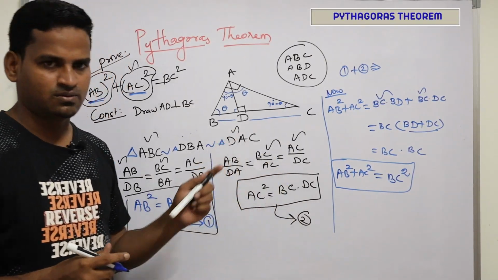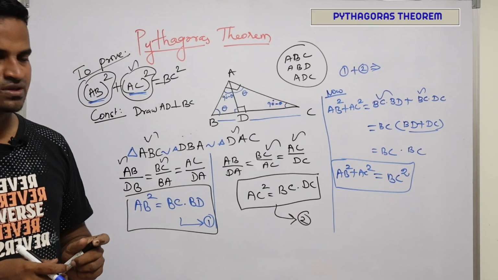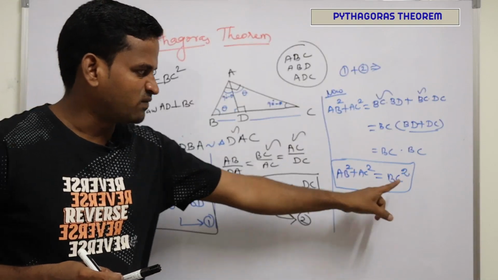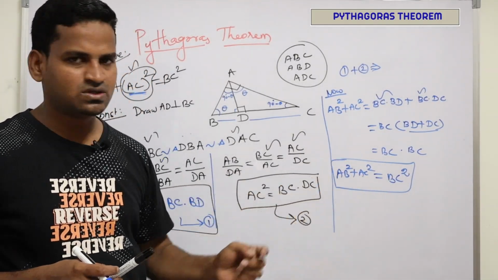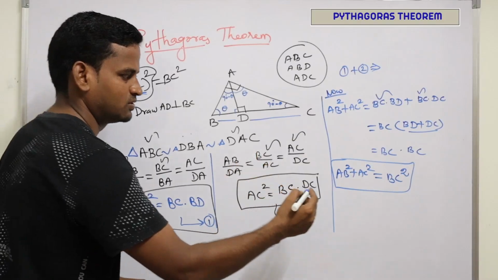So this is the proof of the Pythagoras theorem. In a right angled triangle, the square of the hypotenuse is equal to the sum of the squares of the other two sides. Very simple only, please note it.